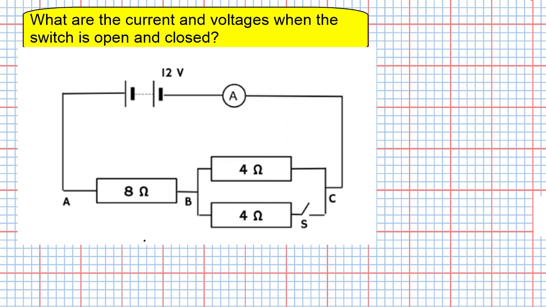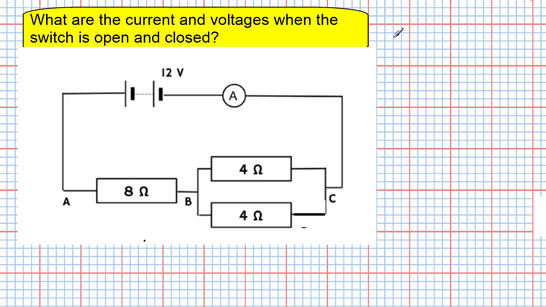Now let's use our circuit theory to work out the values in the circuit when we close switch S. When we close switch S, we've effectively got this situation here. We have 2 4 ohm resistors in parallel. So remember our circuit theory, work out the parallel part of the circuit first. So we've got 2 4 ohm resistors in parallel.